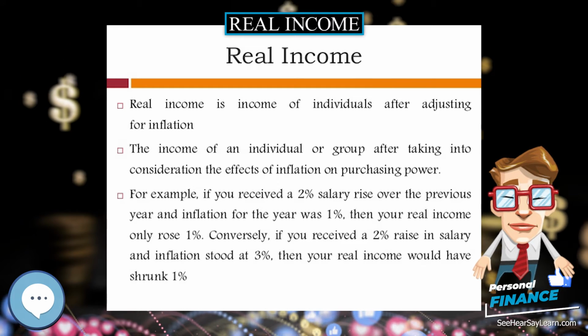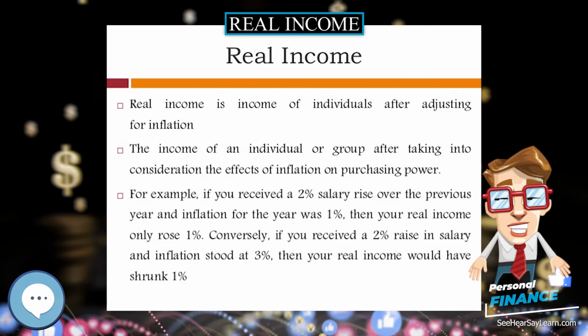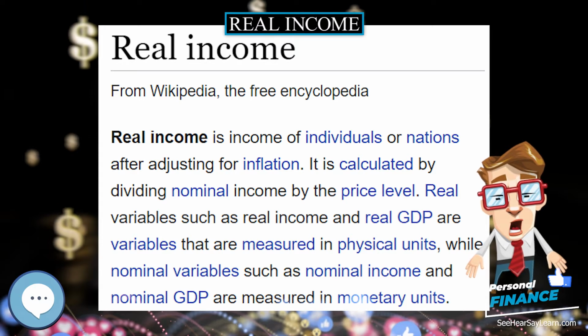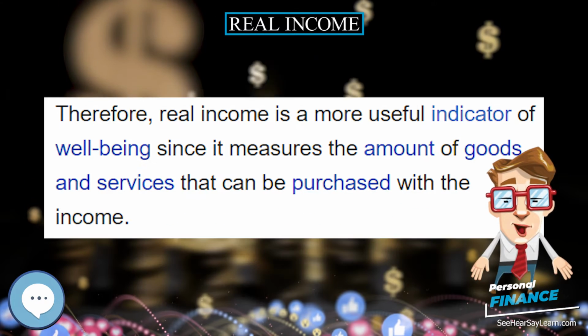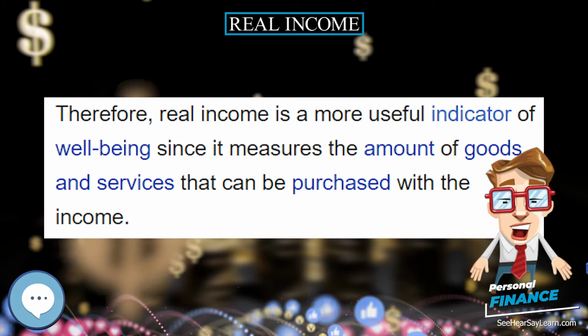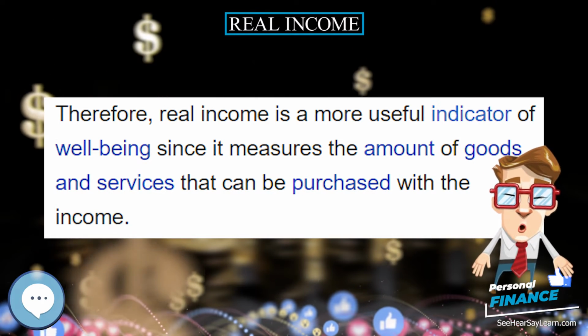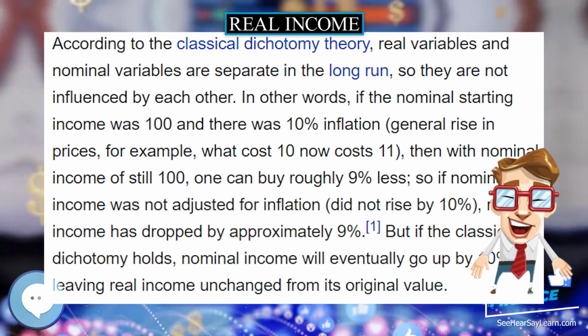Therefore, real income is a more useful indicator of well-being since it measures the amount of goods and services that can be purchased with the income. According to the classical dichotomy theory, real variables and nominal variables are separate in the long run, so they are not influenced by each other.